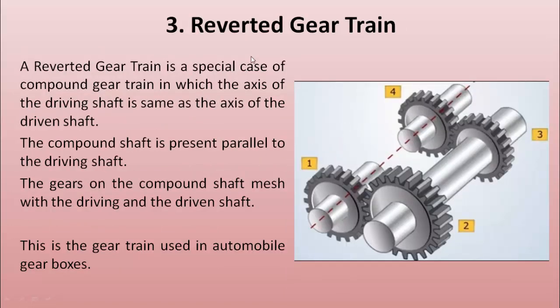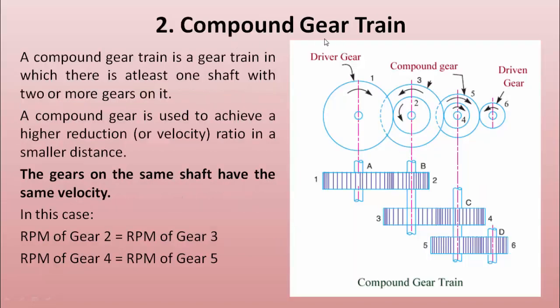The third type of gear train that we will be seeing is the gear train that is actually used in your automobile gearboxes. It is much more complicated. This is just a simple explanation of a reverted gear train, but this is the basic logic behind the gearbox that is used in your automobiles. A reverted gear train is a special case of a compound gear train. What was a compound gear train? A compound gear train was one which had more than one gear on the same axis, on the same shaft.